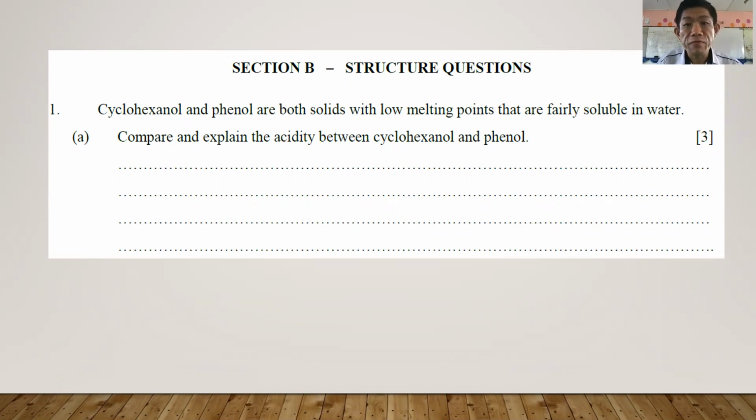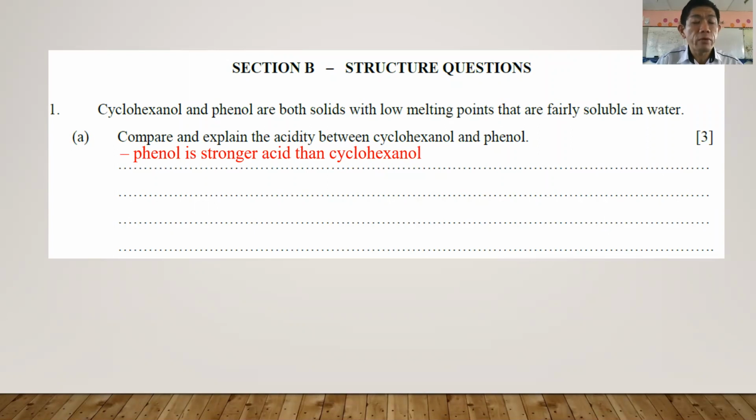Cyclohexanol and phenol are both solids with low melting points and they are fairly soluble. So compare and explain the acidity between cyclohexanol and also phenol. So in here, you have to know what the reasons are that make cyclohexanol and phenol, which one is more acidic. So in here, it is obvious that phenol is more acidic compared to cyclohexanol.